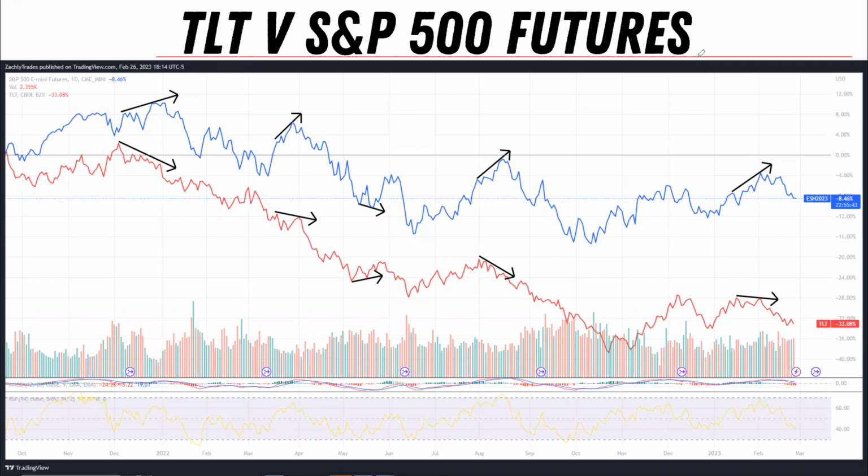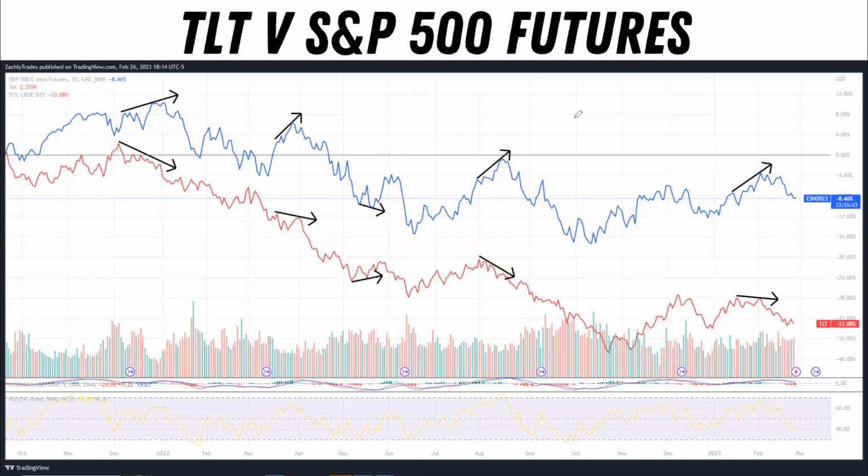So the first chart we're going to look at here is TLT versus the S&P 500 futures. TLT is going to be in red, and the S&P 500 futures is going to be in blue. And anytime there's been divergences, TLT has been the leading indicator, which nobody else on YouTube is really making this chart and showing this to you guys. This has been in effect for the past year, and this pattern doesn't have to repeat itself, but if it continues to repeat itself, it's going to be a really useful indicator.